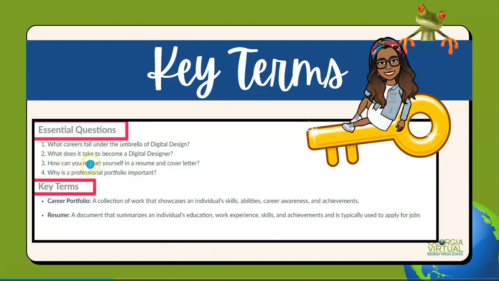Let's take a look at the essential questions and the key terms for this module. Make sure you're able to answer the essential questions by the end of the module. The key terms are career portfolio and resume. Some of the essential questions are: why is a professional portfolio important? What does it take to become a digital designer? So just make sure you're able to answer these at the end of the module, and make sure you're able to use your key terms in a sentence.